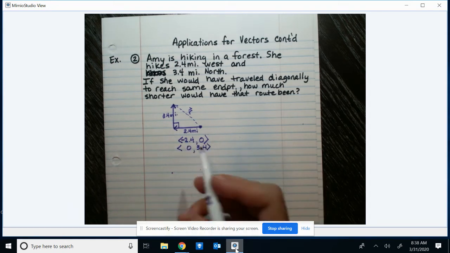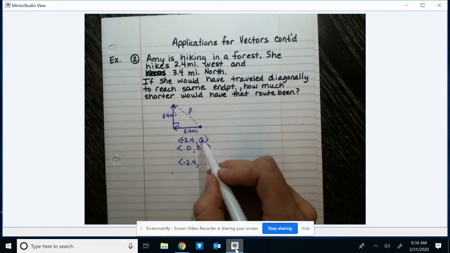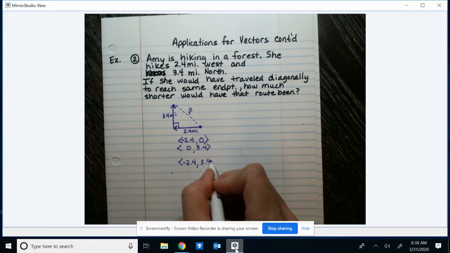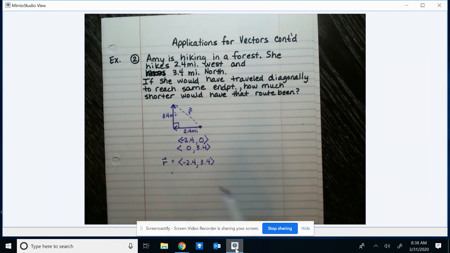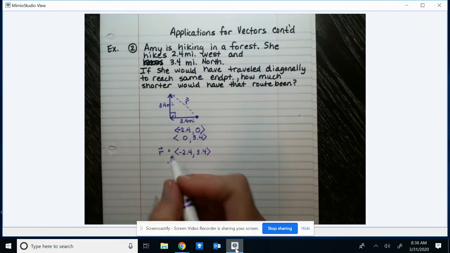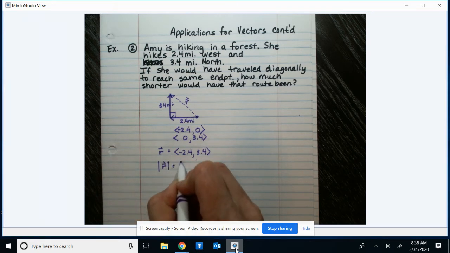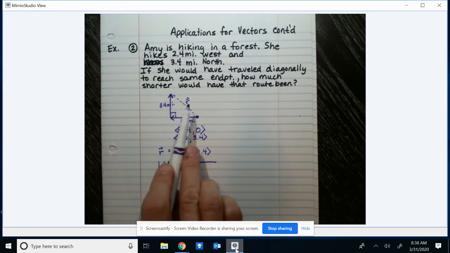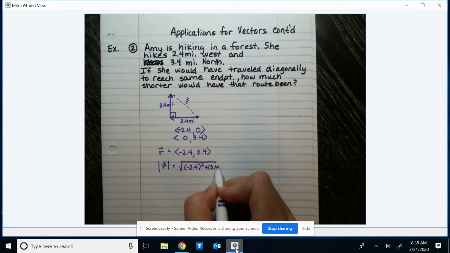If you add these vectors together, that's going to give you negative 2.4 plus 0, negative 2.4. And then the 0 plus the 3.4, that's the 3.4. So this is the components of my resultant vector. And what I'm trying to do is find the distance for this vector here. So that's your magnitude. The magnitude of your resultant is basically a squared plus b squared equals c squared. So it's the square root of the negative 2.4 squared plus the 3.4 squared.